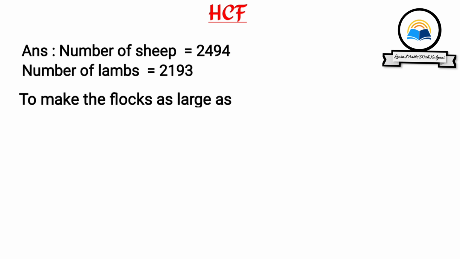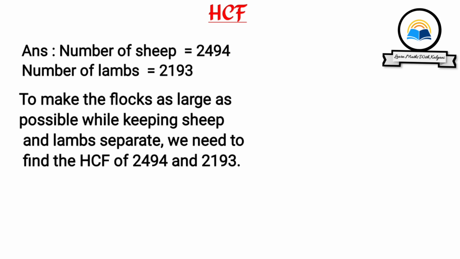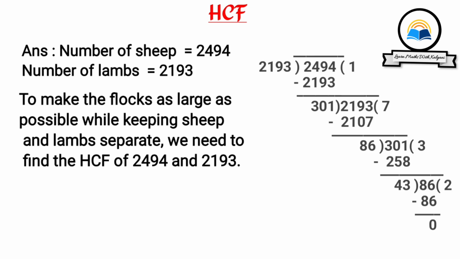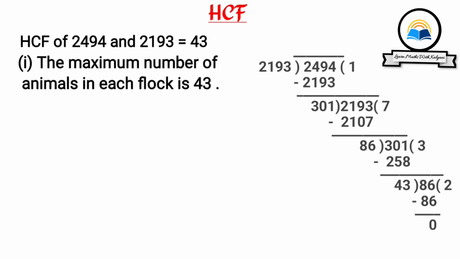To make the flocks as large as possible while keeping sheep and lambs separate, we need to find the HCF of 2494 and 2193. HCF of 2494 and 2193 equals 43. The maximum number of animals in each flock is 43.